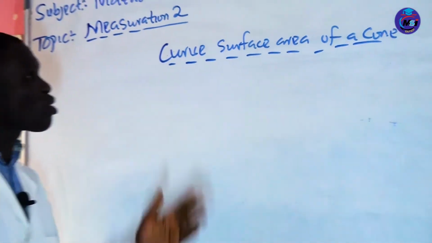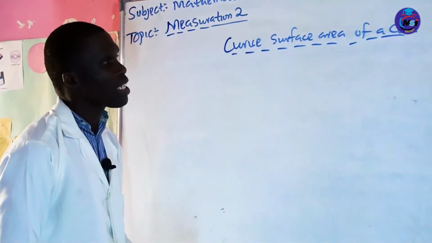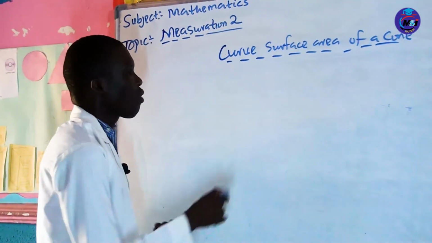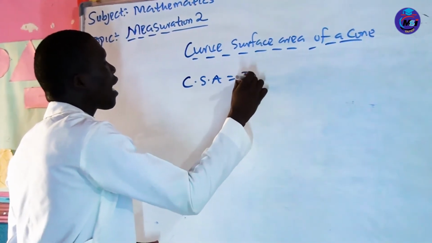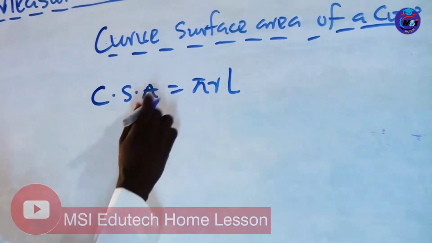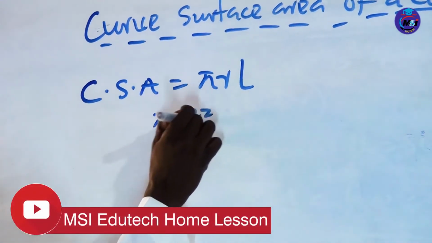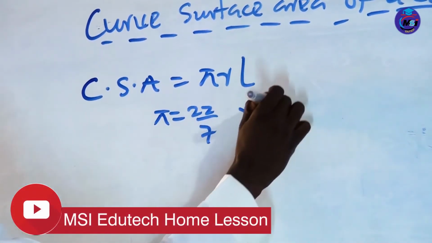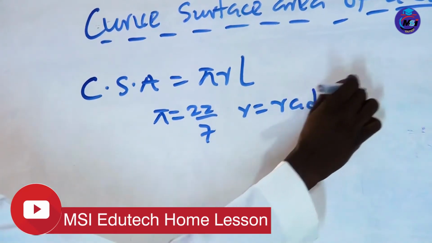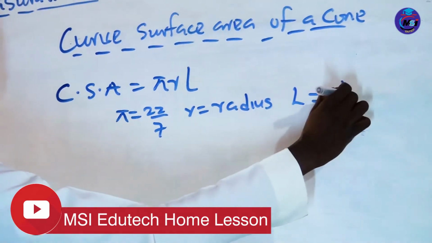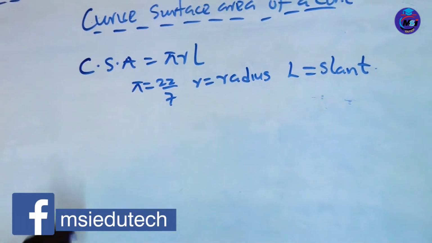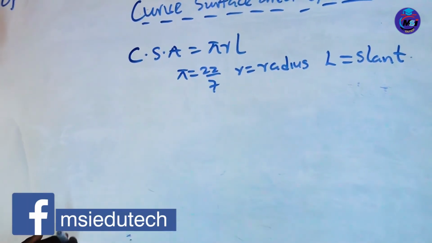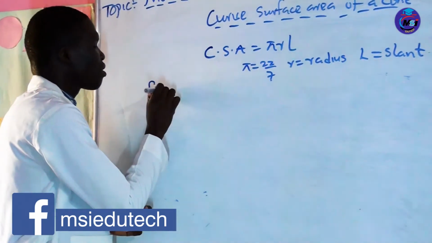Okay, class, we want to look at curved surface area of a cone. And what is curved surface area? It equals pi r L. Pi is 22 over 7, R is radius, and L is slant. Okay? Now, let me give you an example. Let's say, for instance, a question is given to you.